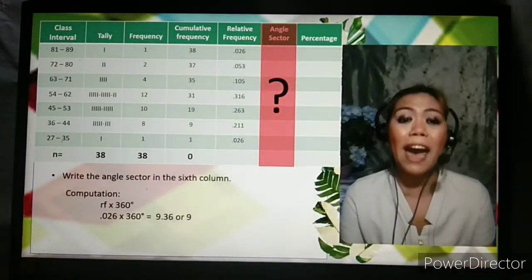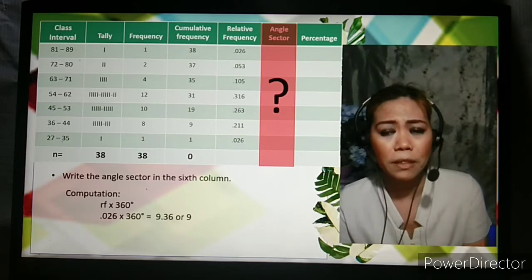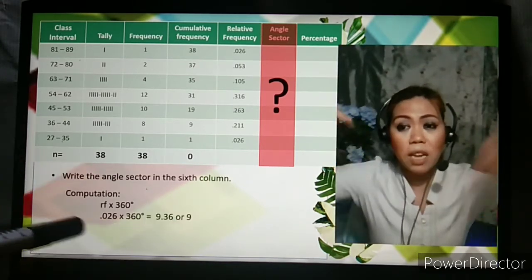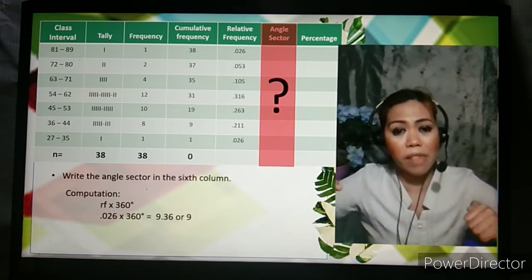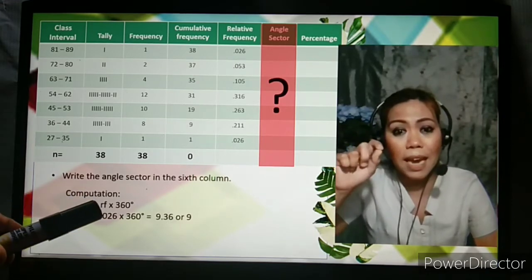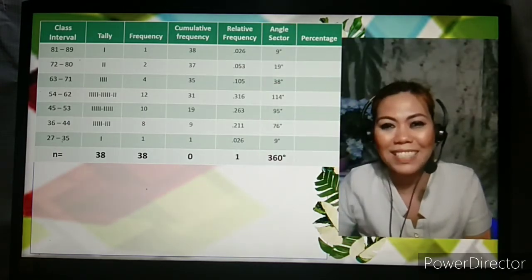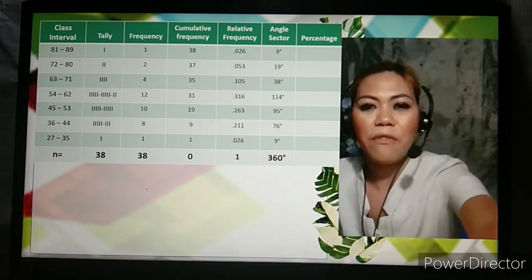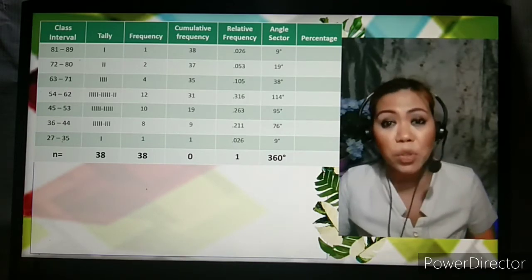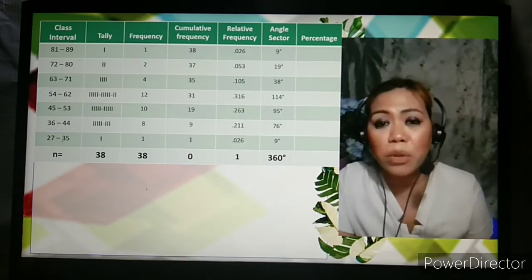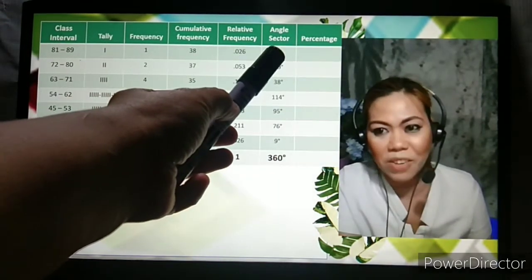Okay, guys, this time you have to write the angle sector in the sixth column. How to do that? I'll be giving you an example. Look at the bottom. Okay, there's a computation in the bottom. Are you still following me? The formula is RF, or what we call relative frequency, times 360 degrees. Okay, let's do it one by one. Let's look at the fifth and sixth column. In the fifth column, in the first row, we have 0.026 times 360. That is why it turned 9 degrees.